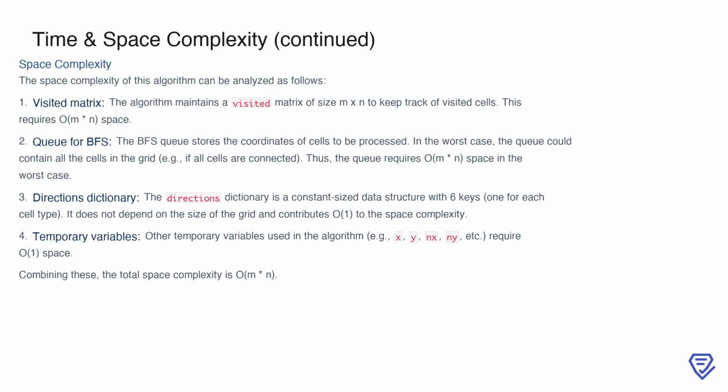The directions dictionary, which maps each cell type to its valid movement directions, is a fixed-size data structure with just 6 keys, so it uses constant space, or O(1). Finally, any temporary variables, such as those used for coordinates, require negligible space and are considered O(1). When we sum these components, the total space complexity of the algorithm is O(m*n).